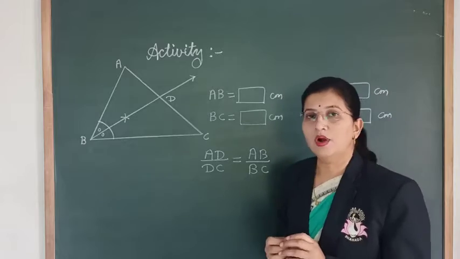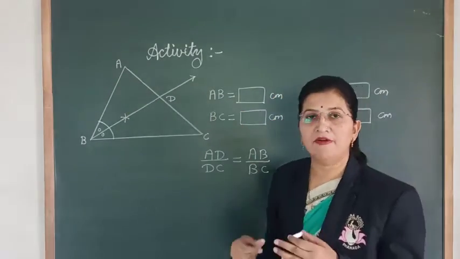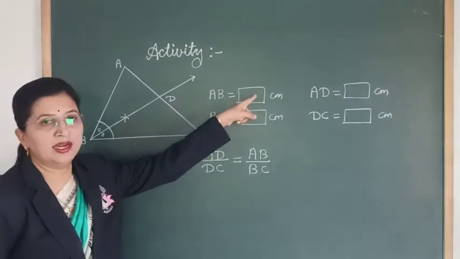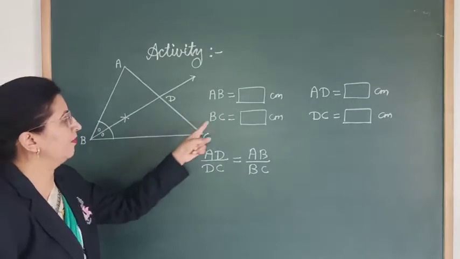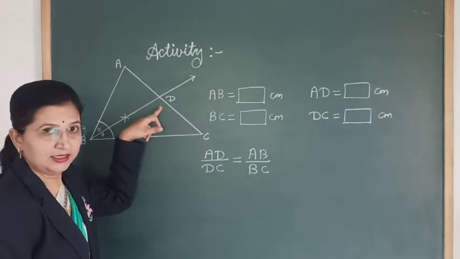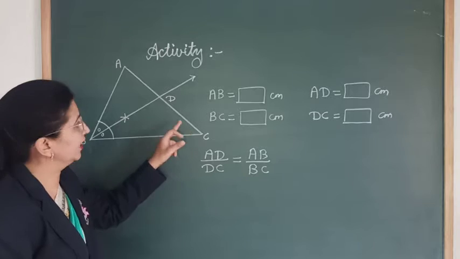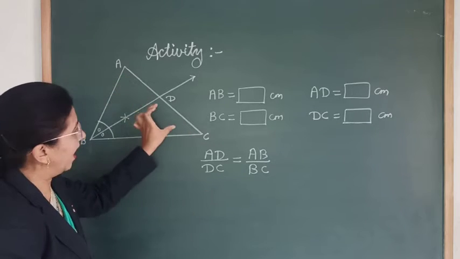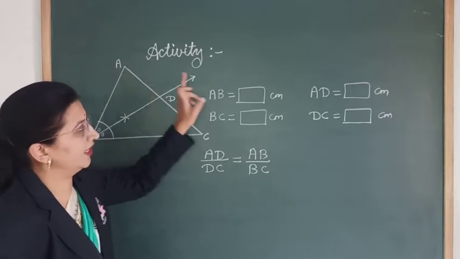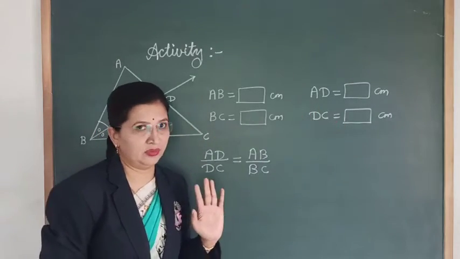Now here what we have to do? We have to write the length of AB. With the help of a ruler, we can measure the length of AB. Write it down here. Similarly, the length of BC. Then, due to this bisector, this side AC gets divided into parts AD and DC. With the help of a ruler, we have to measure the length of AD, write it down here, and the length of this DC, write it down here.